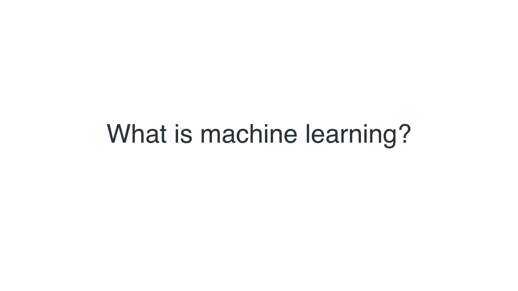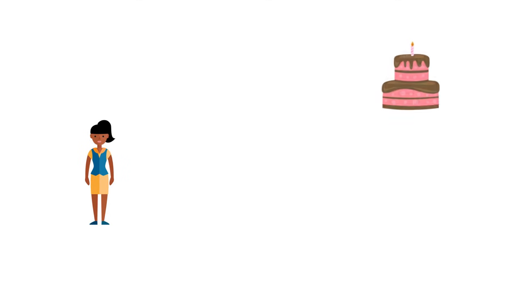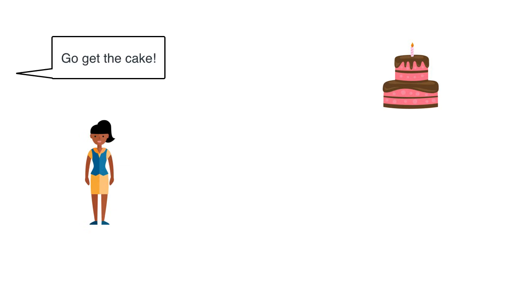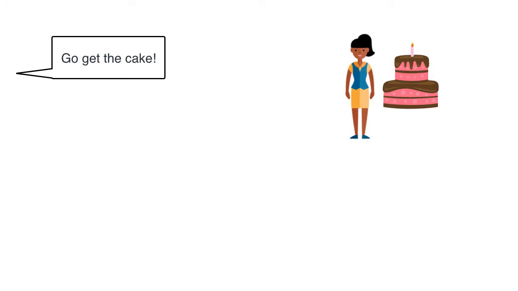So let's start with a question. What is machine learning? This is the question we're going to answer now. So let's start with an example. We have a human and we have a cake, and our goal is to tell the human to get the cake. We can do this very easily with one instruction: go get the cake. Then the human realizes what to do. She goes and gets the cake.